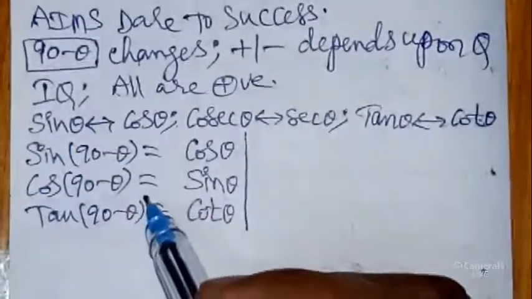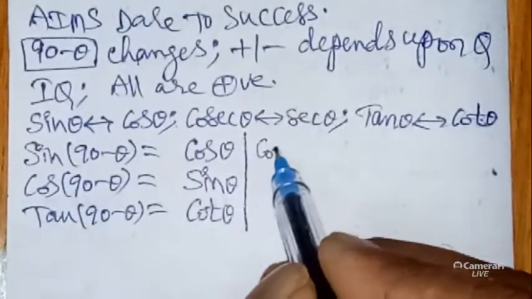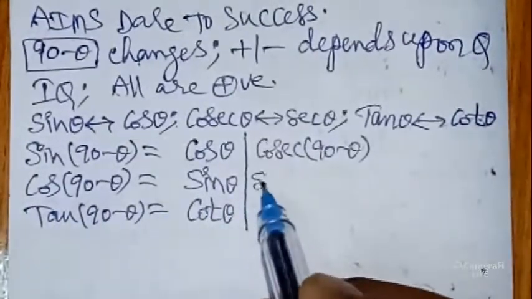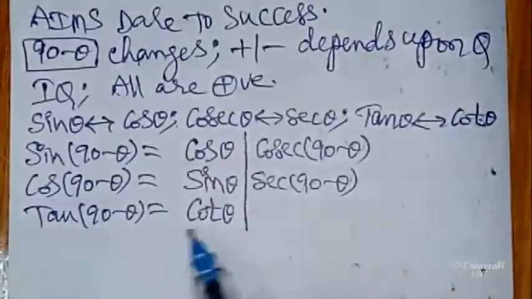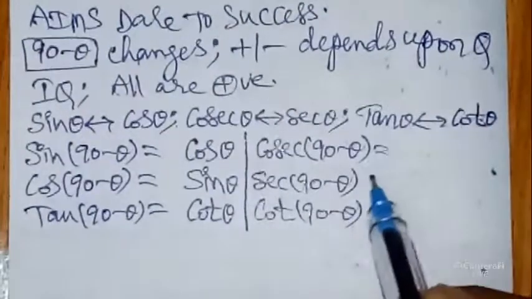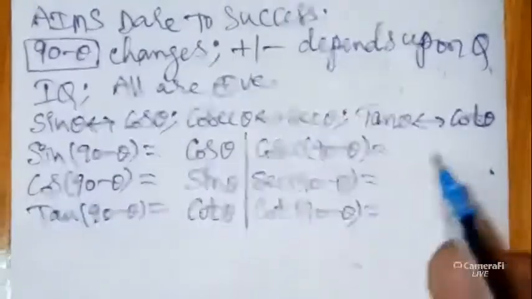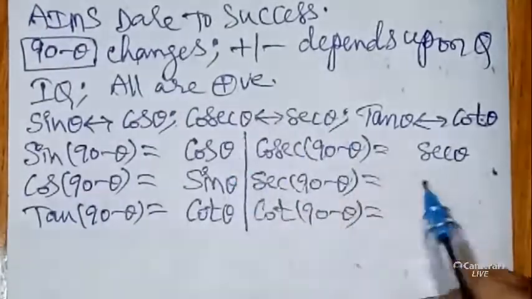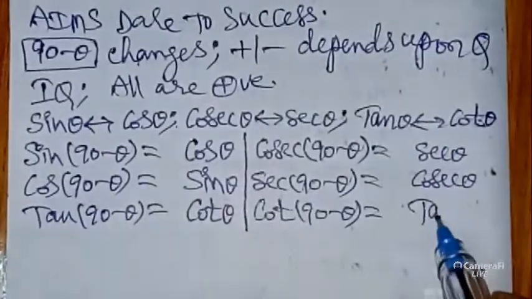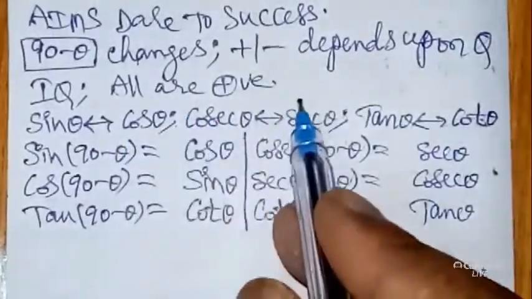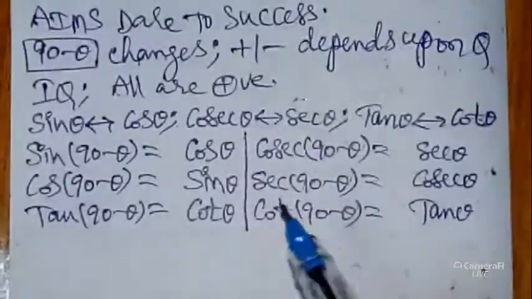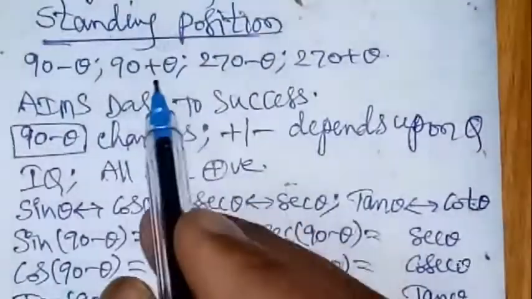After completing first three values, you can take reciprocal of sin is cosecant 90 minus theta, reciprocal of cos is secant 90 minus theta, reciprocal of tan is cot 90 minus theta. Here cosecant is changing to secant, secant is changing to cosecant, cot is changing to tan. So here all are positive in first quadrant, no need to write negative symbol. After completing this, my dear students, what is next one?